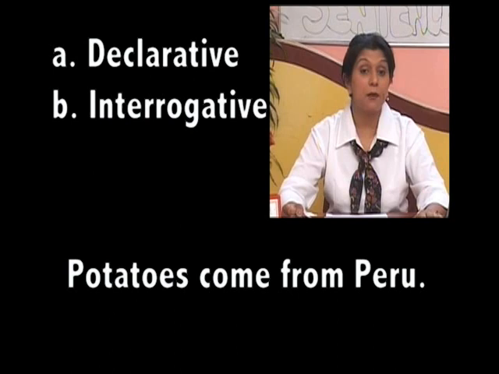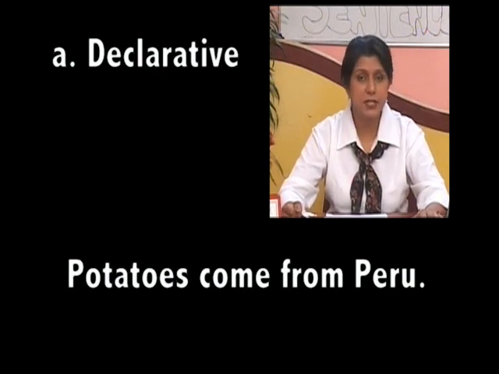Let's look at the next sentence now. Potatoes come from Peru. And Peru is the name of a place. Is this a declarative sentence or an interrogative sentence? Potatoes come from Peru. Full stop. Yes, it's a declarative sentence.